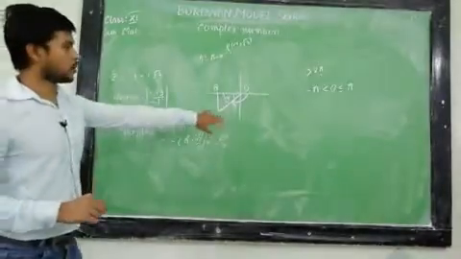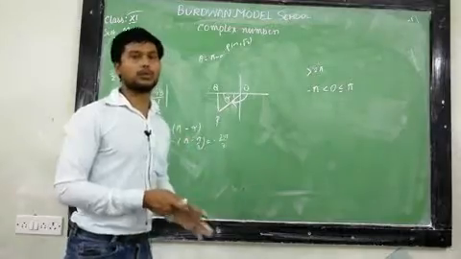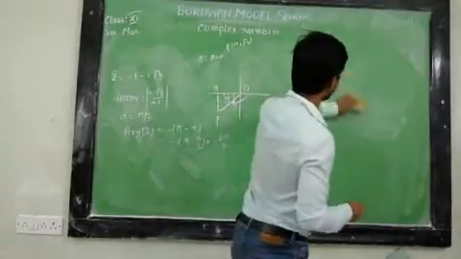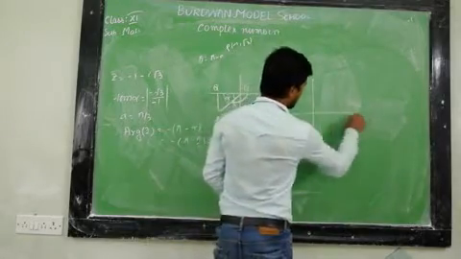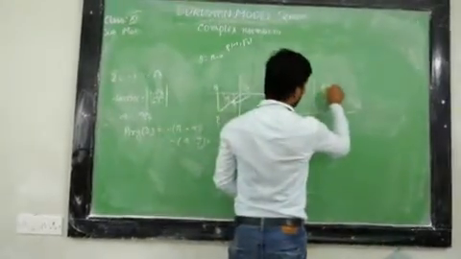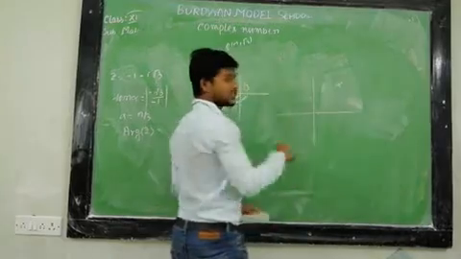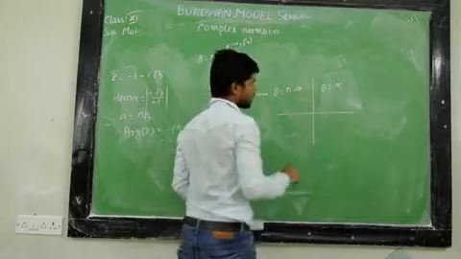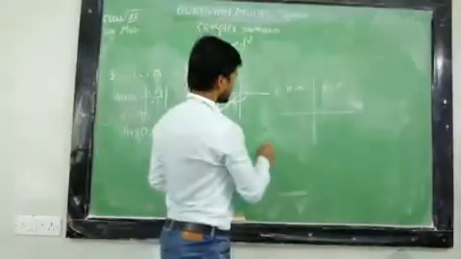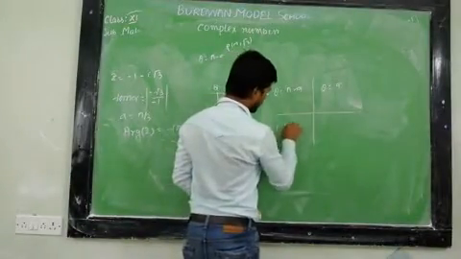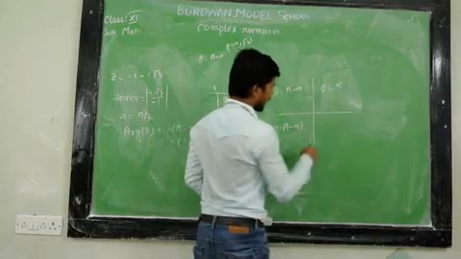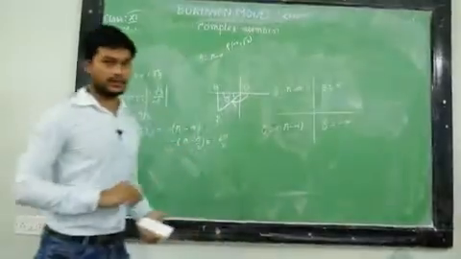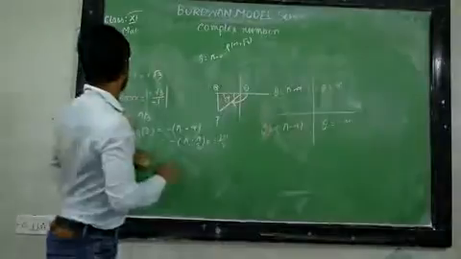And if it is in the fourth quadrant, the argument will be minus alpha. So if the point lies in the first quadrant, then the argument is equal to alpha. If it lies in the second quadrant, the argument is equal to pi minus alpha. If the point lies in the third quadrant, then the argument is equal to minus (pi minus alpha), and if it lies in the fourth quadrant, the argument is equal to minus alpha. Clear? Okay.